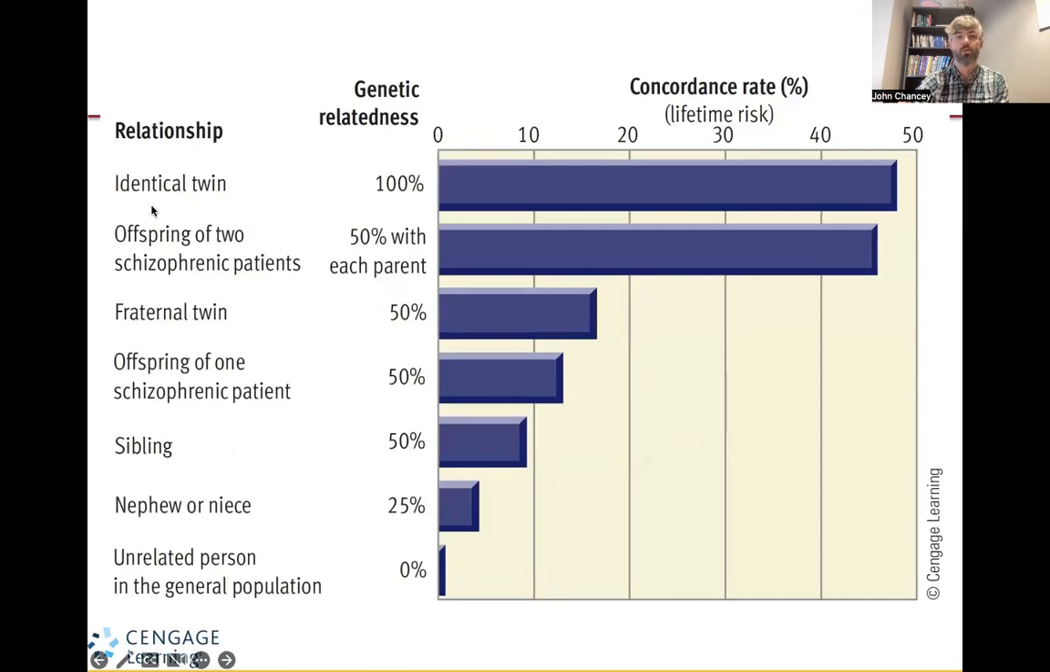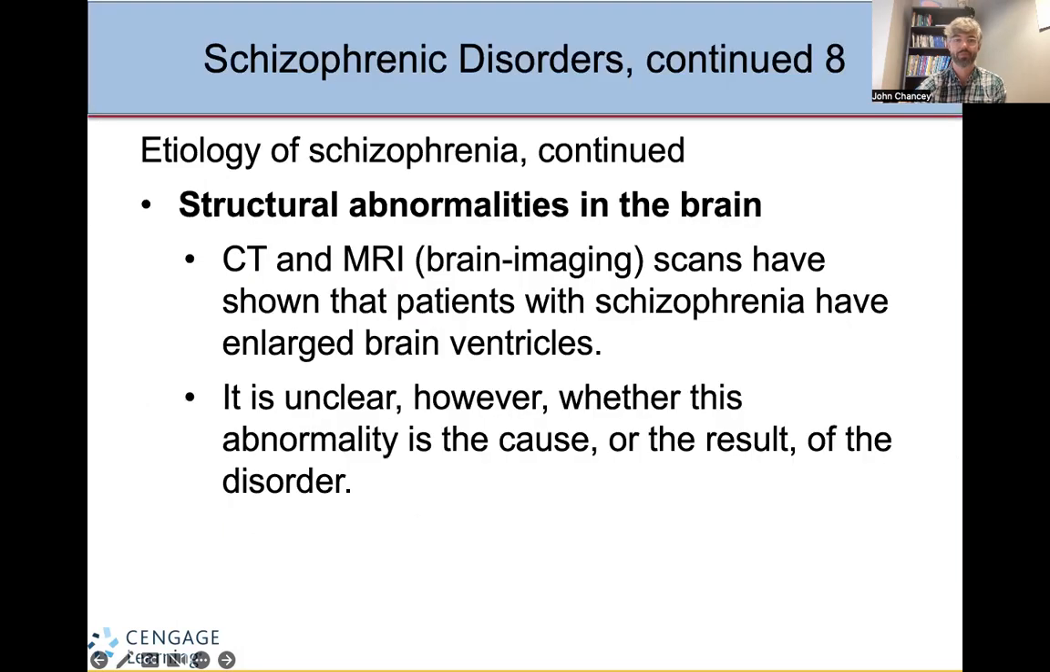So the relationship between genetics and developing schizophrenia is that the closer you are in genetic relationship, the higher the risk. Identical twins have the same genes, and it's about a 1 in 2, almost 50% chance, compared to the rest of the population, where it's only about a 1% chance.